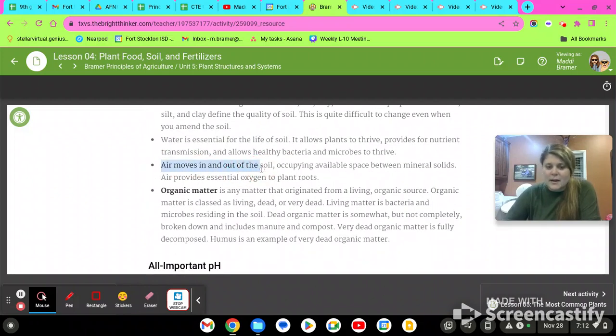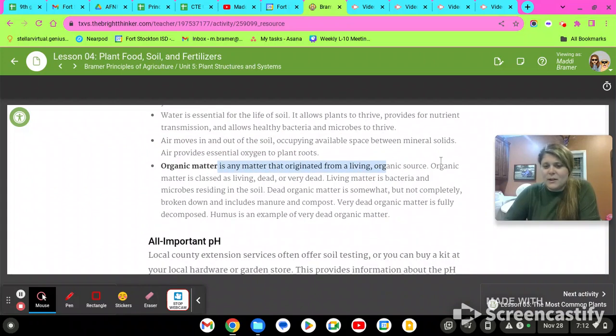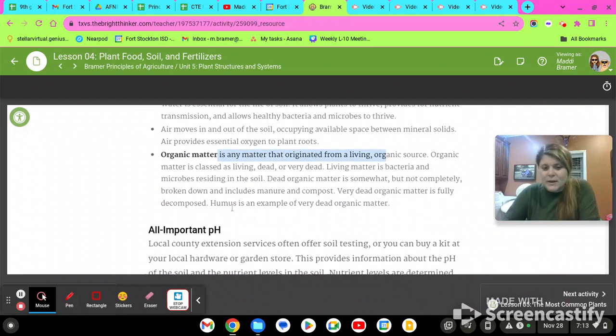Air. You need air. You need porous soil. That means air is in the soil. It's not super packed. And organic matter. That's any matter that originated from a living organic source. Think of this as like innate fertilizer. Okay, so manure, compost, very dead matter that is fully decomposed.